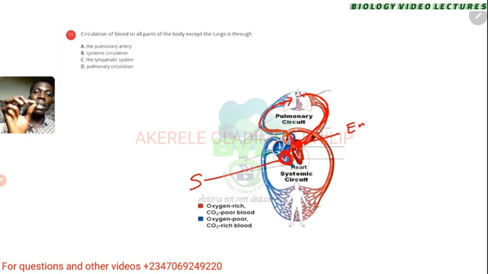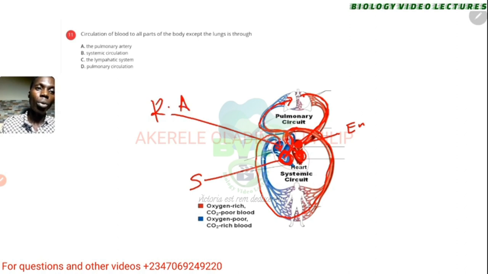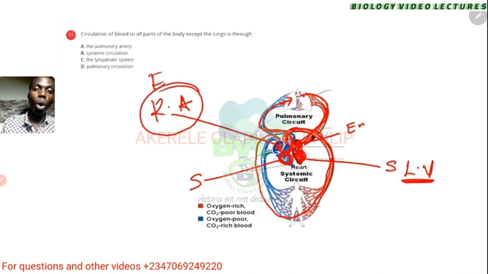While the systemic circulation is from the left ventricle, it goes around the whole body like that, and comes back to the heart by the right auricle. So it starts at the left ventricle and ends at the right auricle. That's systemic circulation. So you can see that what I just talked about does not include the lungs. So that's why we choose systemic circulation. Hope this is making sense.